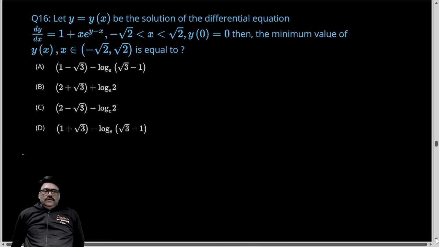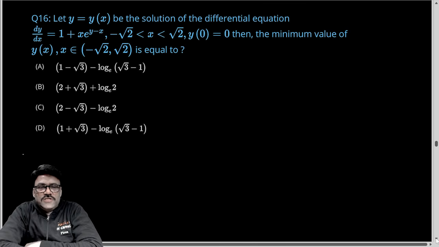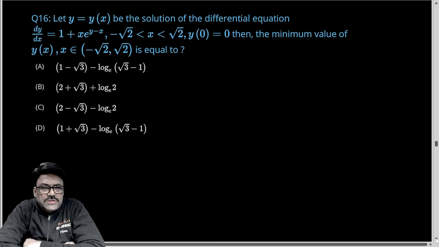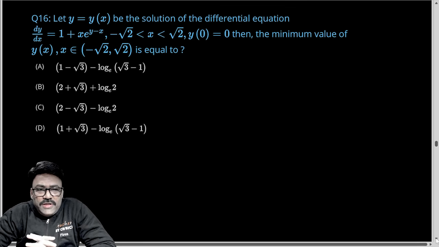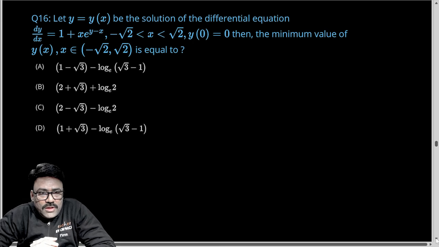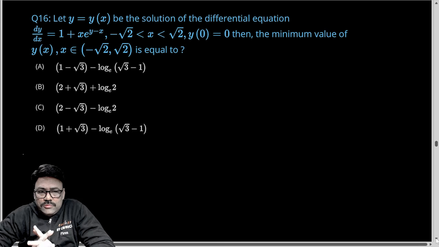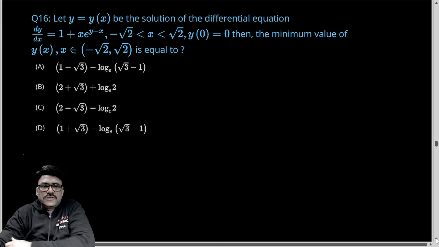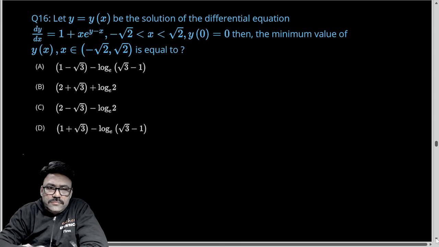Okay, see this question. This is from differential equation. A differential equation is given to you: dy by dx is equal to 1 plus x e raised to y minus x, y(0) is 0. Then what will be the minimum value of the function y(x) in the interval minus root 2 to root 2? So you have to get the minimum value of this function y(x), right?